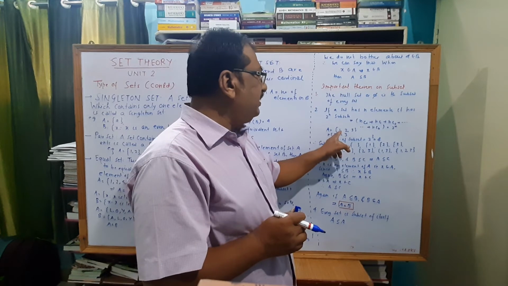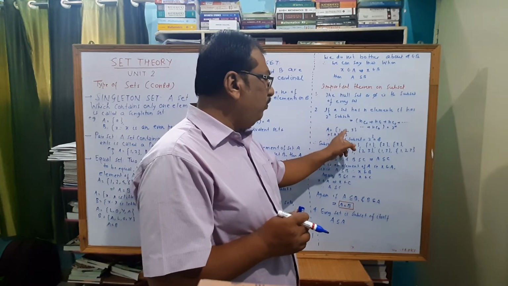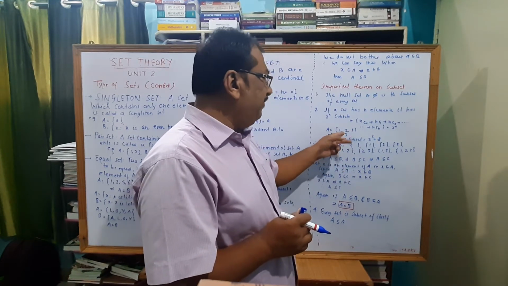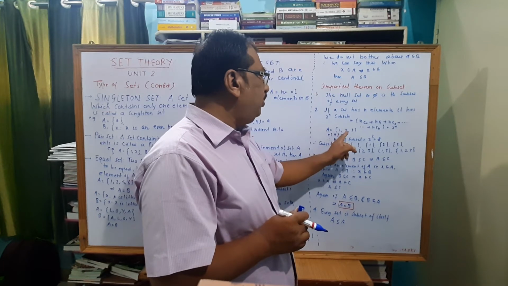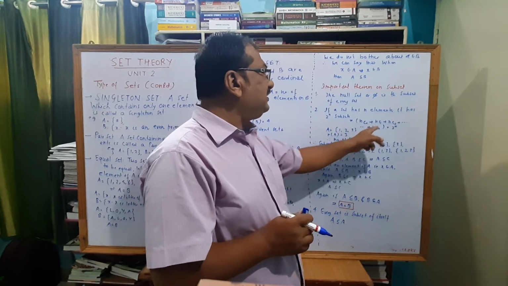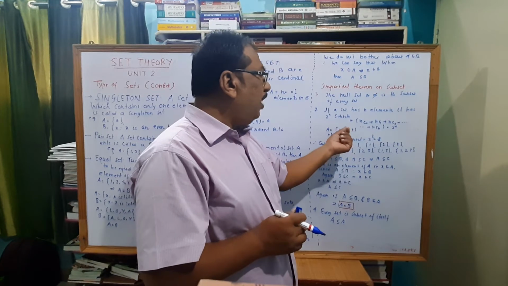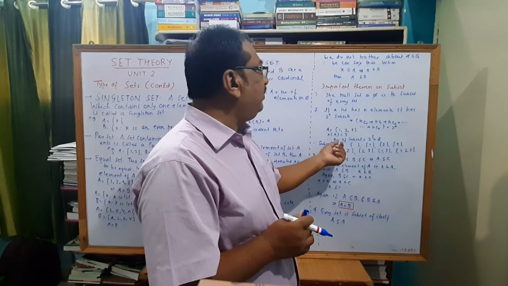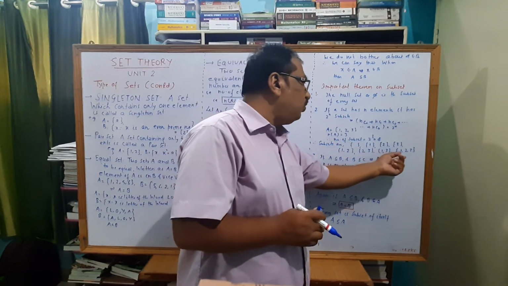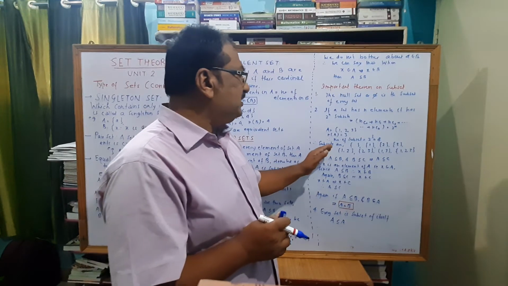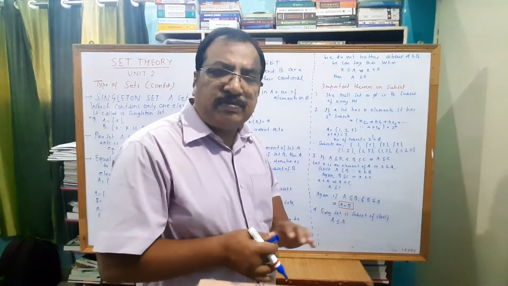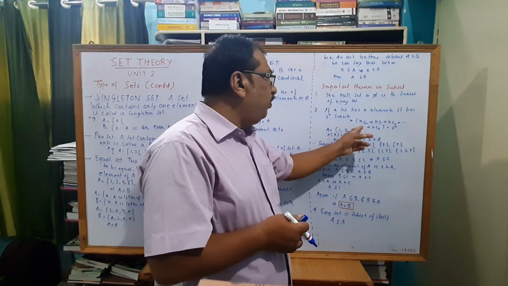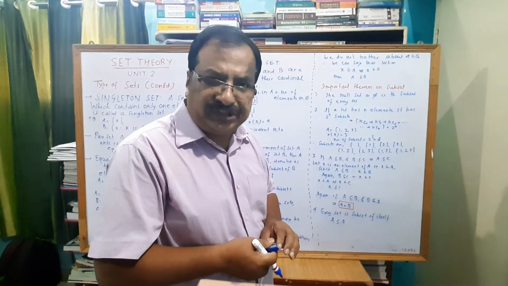the singleton sets {1}, {2}, {3}. Then pairwise, taking 2 at a time: {1, 2}, {2, 3}, {1, 3}. And lastly nCn, that is, in how many ways can you select 3 things taking 3 at a time? Only one way, that is {1, 2, 3}. So this is the way of finding the subsets of a given set. Had it been 4 elements, the number of subsets would have been 16.